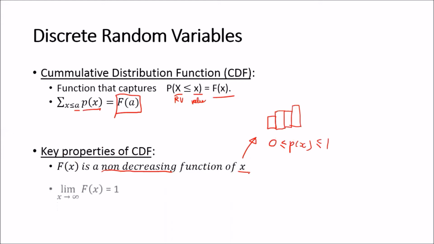Okay? And the limit as x goes to infinity for the cumulative distribution function is 1. And all that means is, once you've covered the entire support of your distribution, you know that all the probability that the random variable will be less than or equal to that highest value is going to be 1.